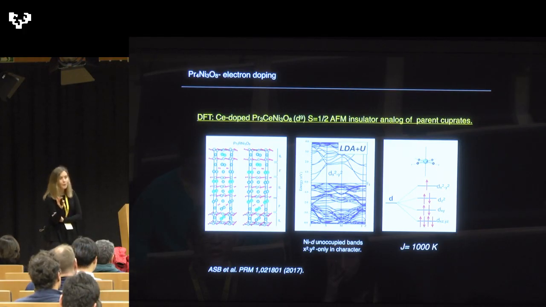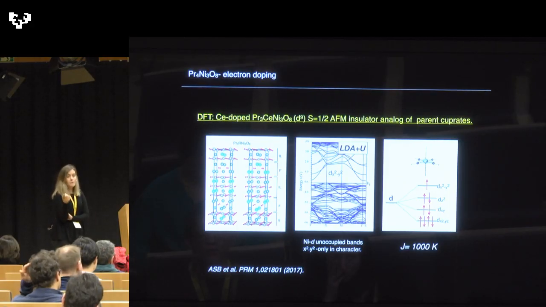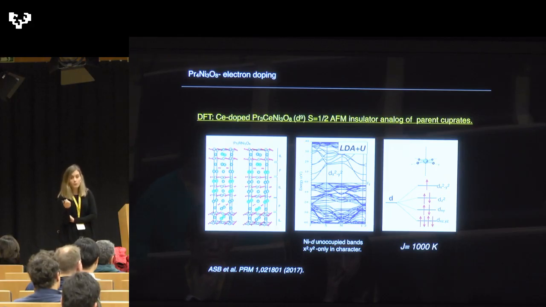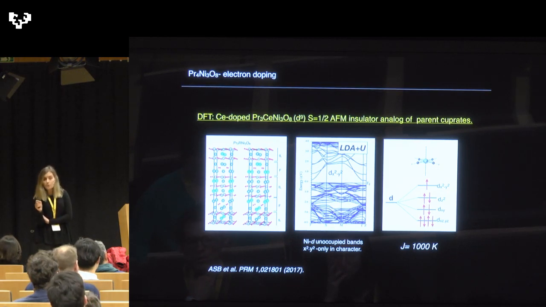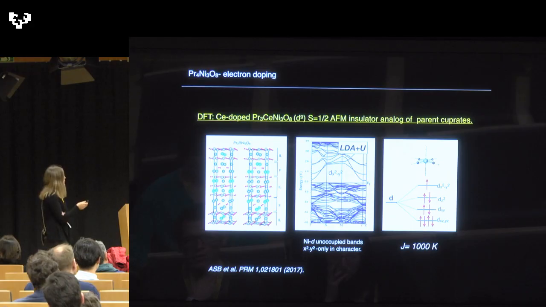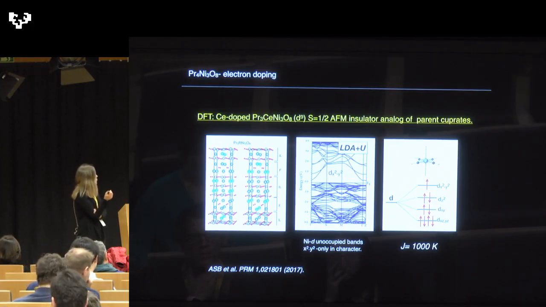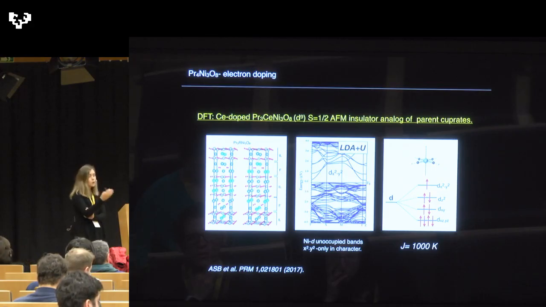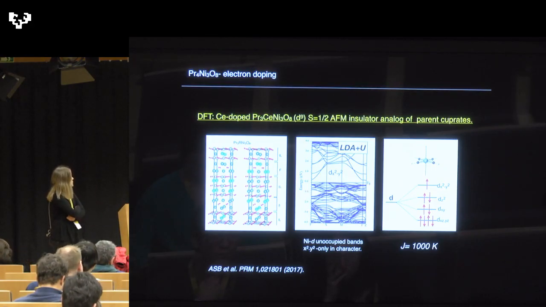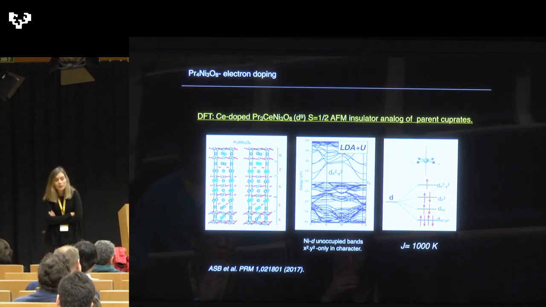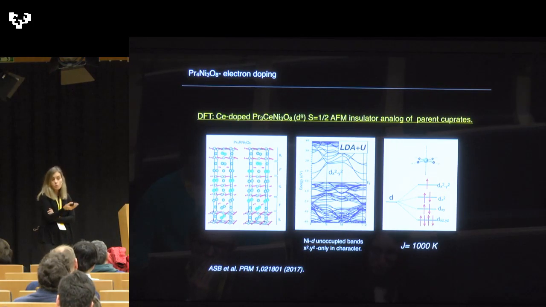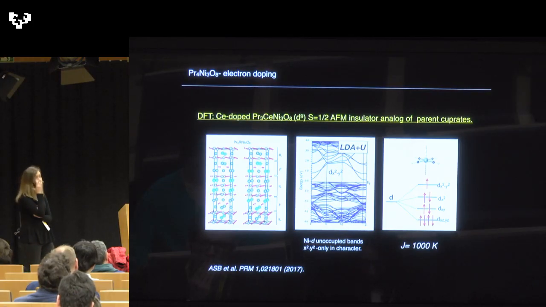But if you were to go all the way to D9, you will indeed find in a very natural way a spin 1/2 antiferromagnetic insulator analog of parent cuprates. And even though this answer may seem trivial, once I get to the 112 materials, you will see that it's not so trivial. So in that situation, if you look at cerium-doped praseodymium 438 and you go all the way to D9, this is the type of band structure that you will end up getting, in which you have a band gap opening up, and in which your nickel D unoccupied bands have x squared minus y squared character only, so that it's where holes would go if you were to now hole dope from here.